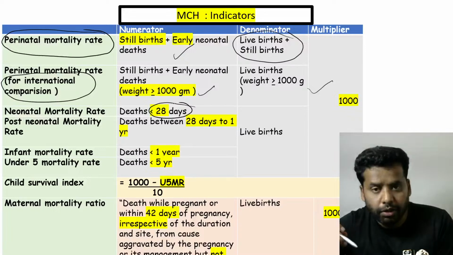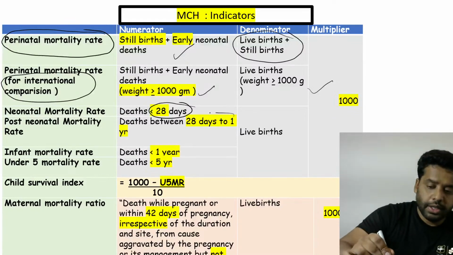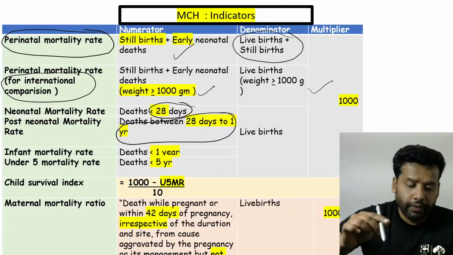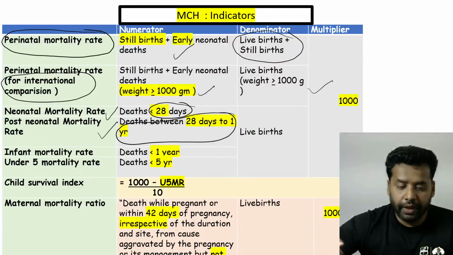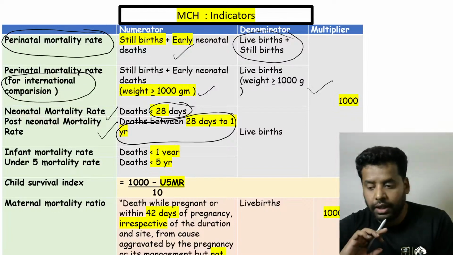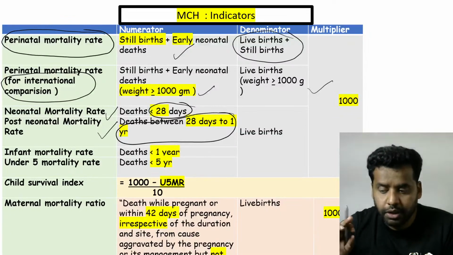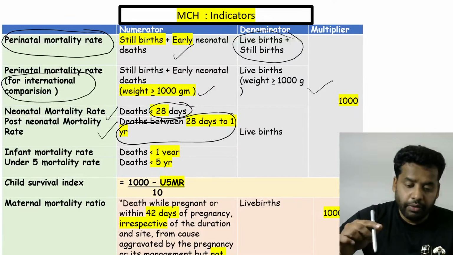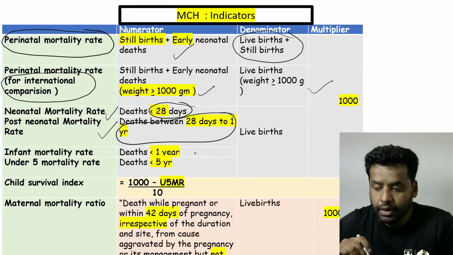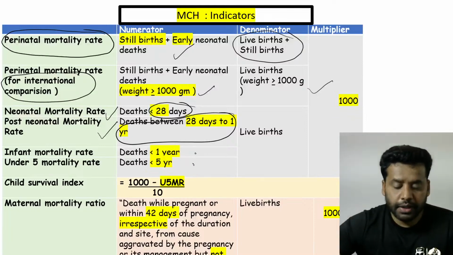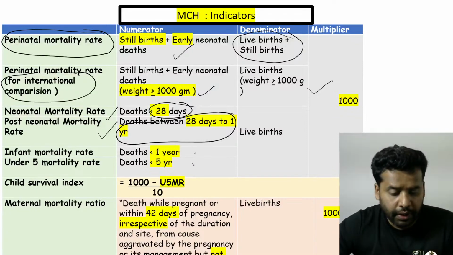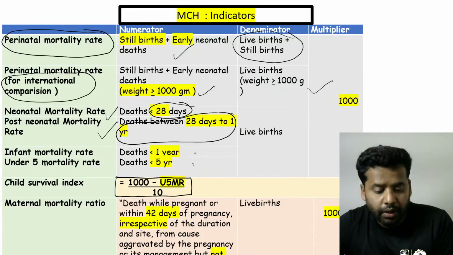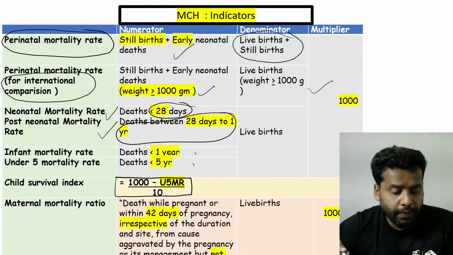Neonatal mortality rate is different. Within 28 days, how many will die? Post neonate is 28 days to 1 year. When you add neonate plus post neonate, we get infant mortality rate. Infant is within 1 year. Under 5 is within 5 years, whatever deaths happen. Child survival index formula is this. Under 5 mortality rate is given.